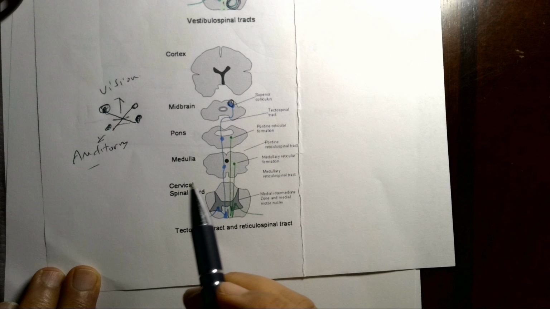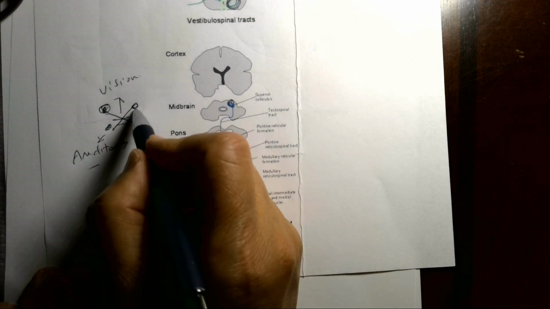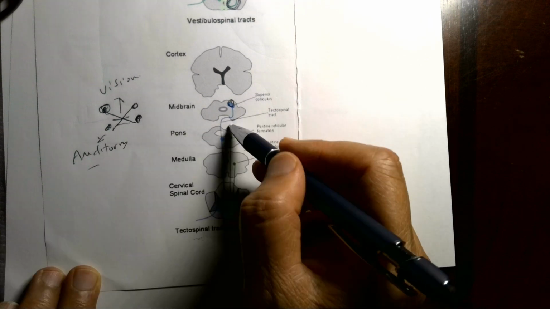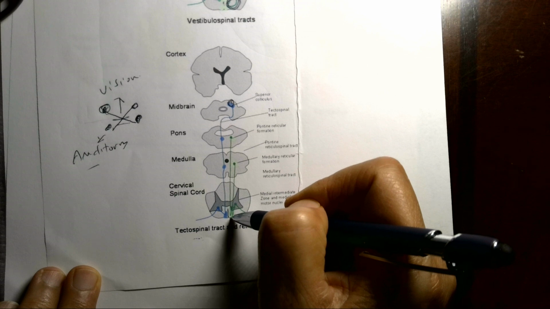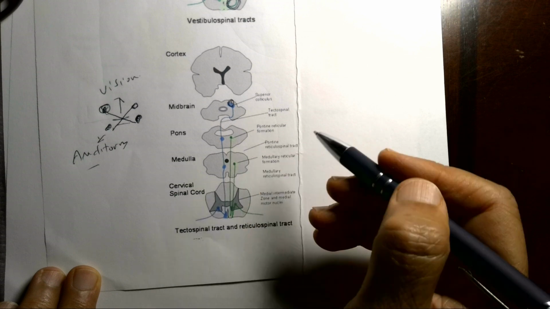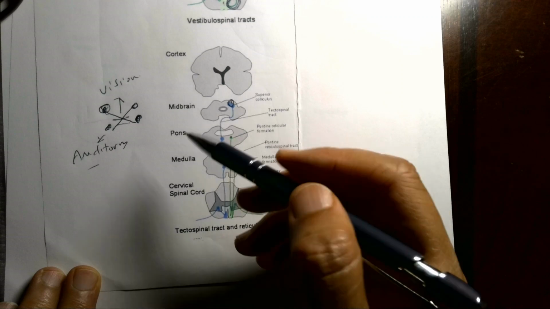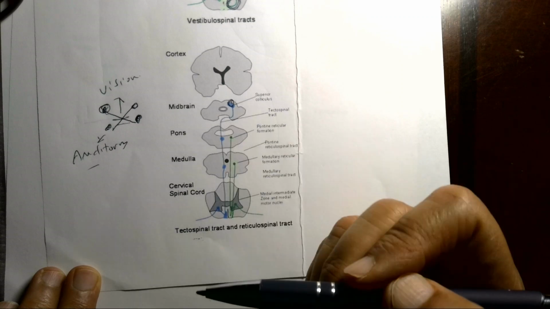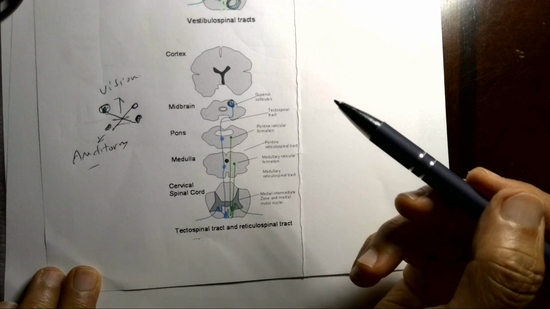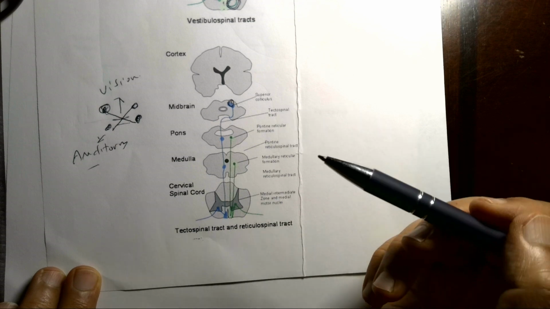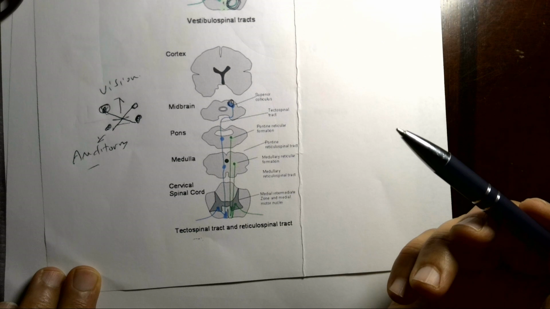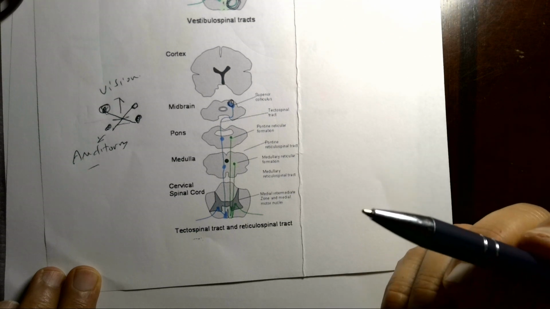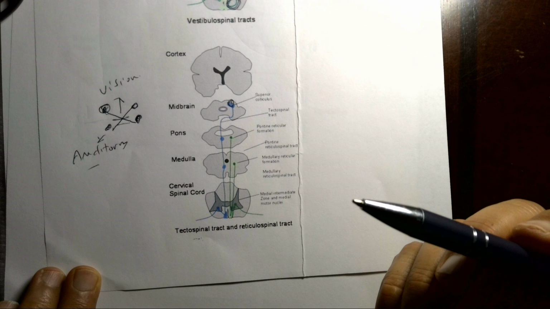So the superior colliculus sends fibers to the spinal cord. Why? Especially to the neck area and the cervical area. This is to coordinate the movement of the head to visual stimuli. Like if you stimulate the eye with light from one side, you tilt the head and turn the head, and the eye moves to this stimulus.